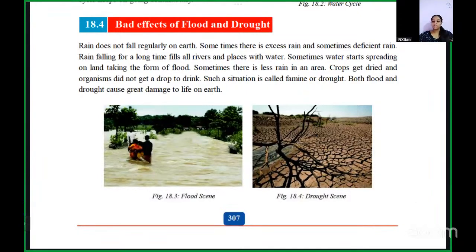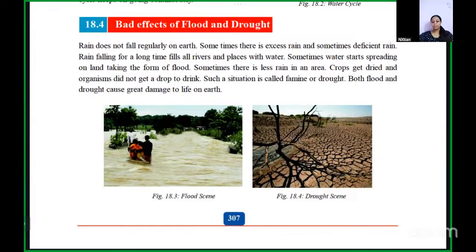Now, rain does not fall regularly on earth. Sometimes there is excess rain and sometimes deficient rain. Rain falling for a long time fills all rivers and places with water. Sometimes water starts spreading on land, which takes the form of flood. When rain falls for a long time, it fills the rivers and lakes, and the water starts to come out of the water bodies and fill up the land. That condition is known as a flood.